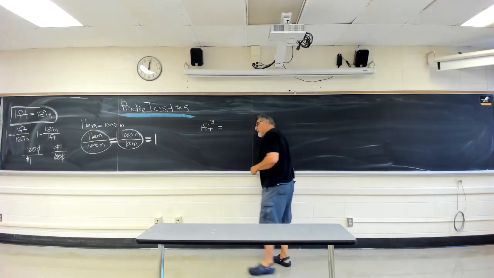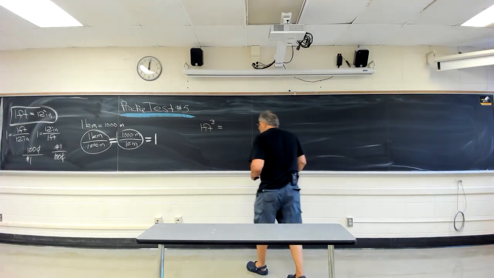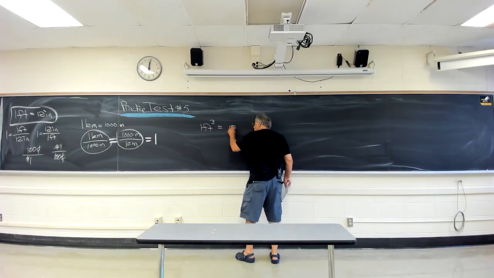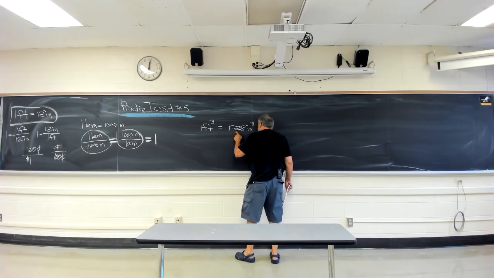Oh man, we've gone down this path before, right? It came out to 1,728 cubic inches. Well, you need a lot of the cubic inches. Why? Because every cubic inch is 1,728 times smaller than a cubic foot. So you need 1,728 of them to give you a cubic foot.